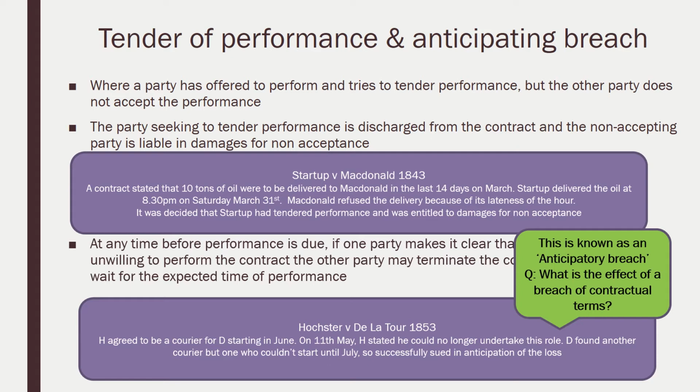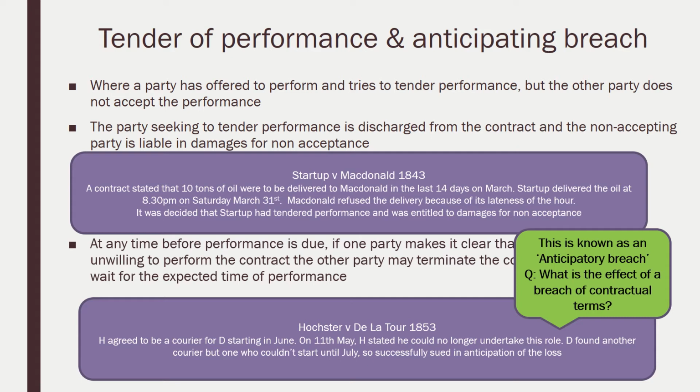If you remember, we looked before at the categorising of contractual terms. And in essence, it comes down to how important that term is. Is it a condition which in essence goes to the root, the fundamental purpose, the core of the contract? If you breach a core fundamental purpose, so in this case with Hochster and de la Tour, agreeing to be a courier and then no longer being able to be a courier is of course going to be a breach of the fundamental purpose of the contract.